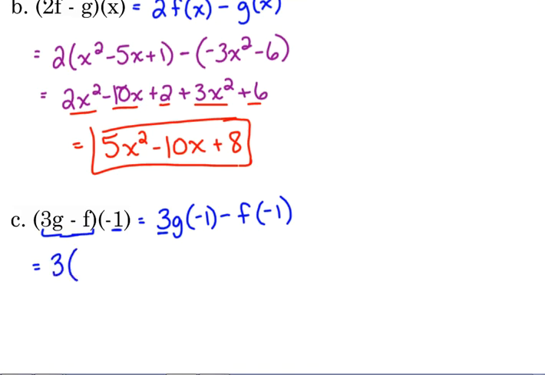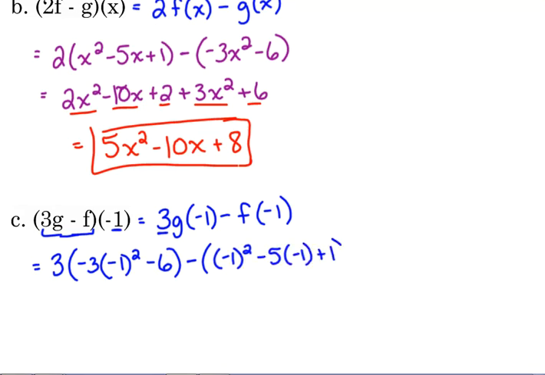Here's our 3. Our g function was -3 times x squared minus 6, but instead of the x, we're plugging in -1. Okay, that's just my g of x function with -1 plugged into it. Minus, I had a minus sign, so I'm going to put parentheses. I'm going to take my f of x function and plug in -1. Now, if you need to break this down into some different steps, if you need to do g of -1 by itself, f of -1 by itself, and then plug it into this, that's fine. If you just want to put it into the calculator and do it piece by piece, that's fine.